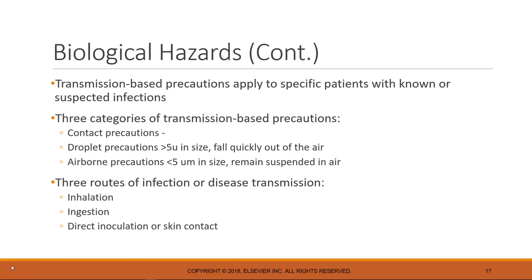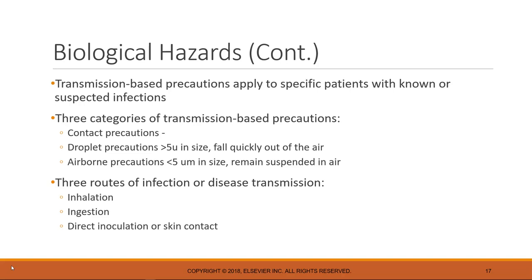Transmission-based precautions apply to specific patients with known or suspected infections. And there's three categories. There's contact precautions. These are utilized when a patient has open wounds or infected wounds. There's droplet precautions. These are drops that are expelled when we cough or we're speaking. The drops, I want you to memorize this, are greater than 5 micrometers. Because of the larger size, once they leave your mouth, they fall quickly from the air. They do not remain suspended.